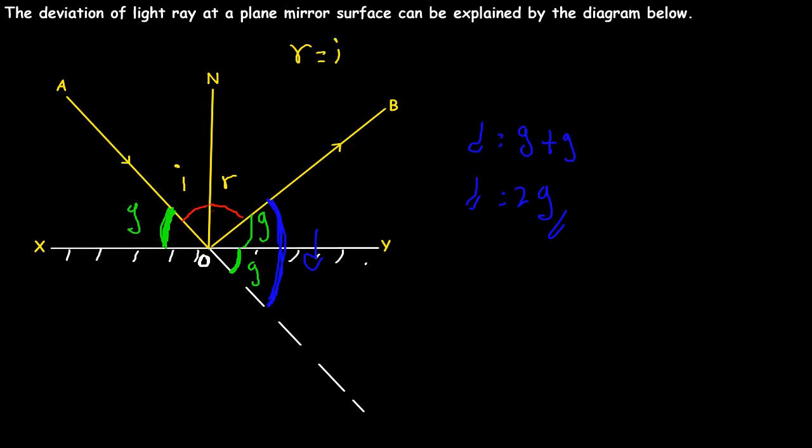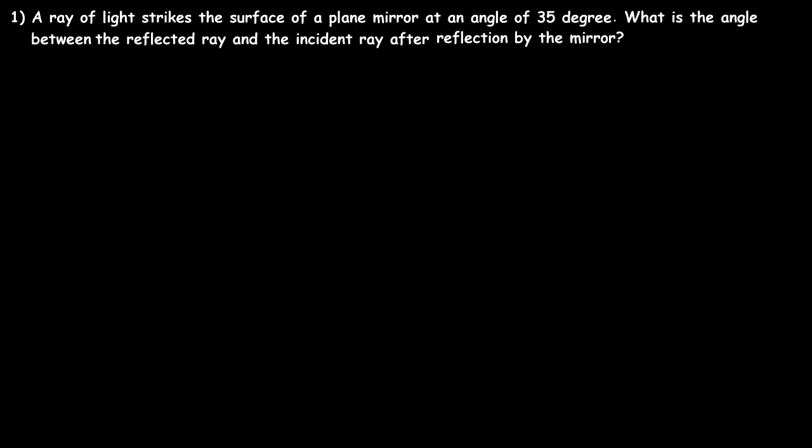So that's the basic idea behind the angle of deviation of a light ray on a plane mirror. So I hope you find this understandable. To put this into good use, let's consider some examples. Example number 1. A ray of light strikes the surface of a plane mirror at an angle of 35 degrees. What is the angle between the reflected ray and the incident ray after reflection by the mirror?